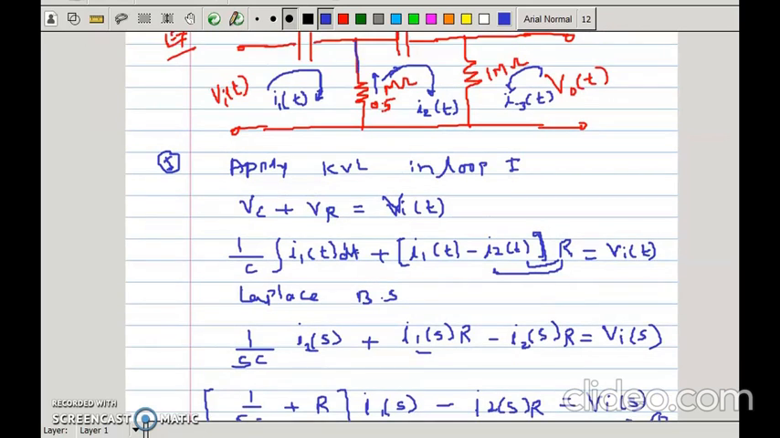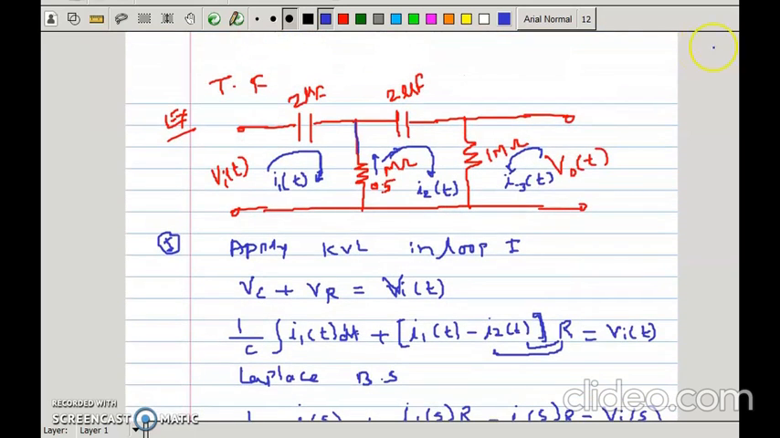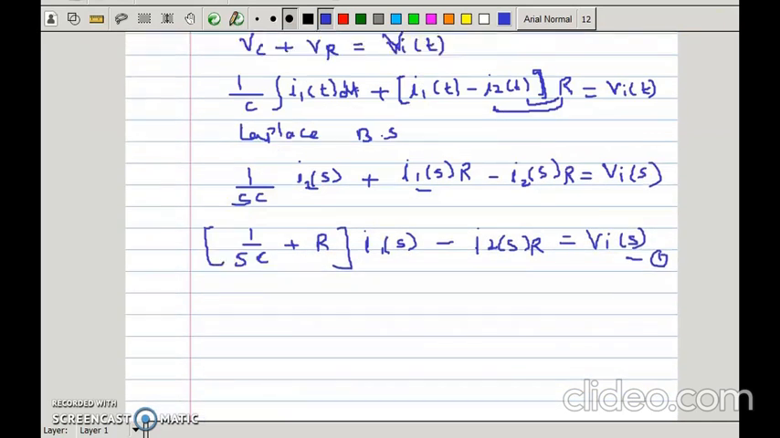Let's move on to equation number 2. When we apply KVL at the second loop, what happens? See, in the second loop there are three components: this 0.5 mega ohm, this capacitor, and this 1 mega ohm, right? So three components are there. Let's apply KVL. See, here can we put C as a value? What is the value of C? The value of C is 2 microfarad, so we put this value at the last. Okay, let's start applying KVL at the second loop.